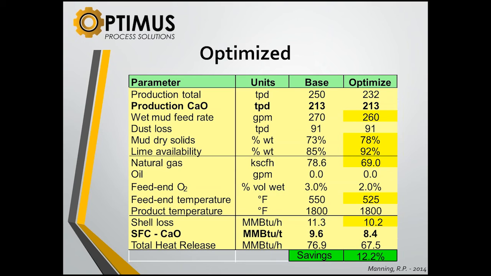We've also decreased the feed-end oxygen, so you will see a corresponding decrease in feed-end temperature. Overall, we're going to use less fuel to make the same amount of lime that is going to be used in the recausticizing process. So as you can see, some things that you may be able to do on a day-to-day basis, not spending a significant amount of money, just paying closer attention to your operation, can reveal savings as high as 12.2%.